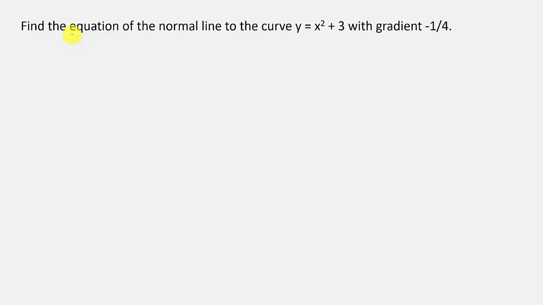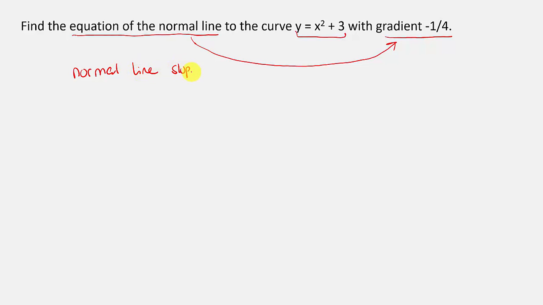So this one says, write the equation of the normal line to the curve with gradient negative 1/4. And this one you have to be really careful about the wording, because it says find the equation of the normal line to the curve with gradient negative 1/4. So what it's saying is that the normal line has a gradient of negative 1/4. So keep track of your information. The normal line has a slope of negative 1/4. That's what we know so far.